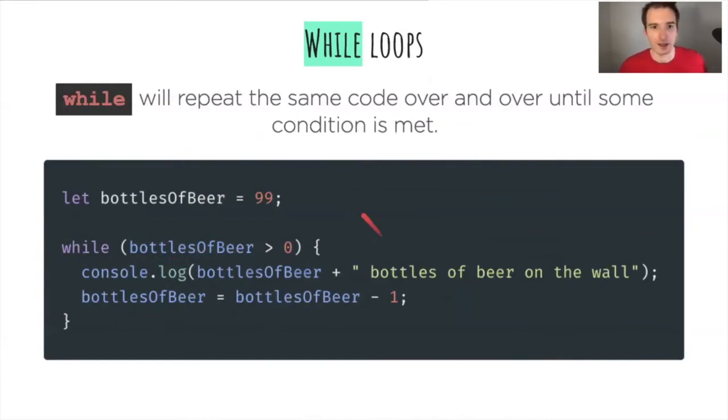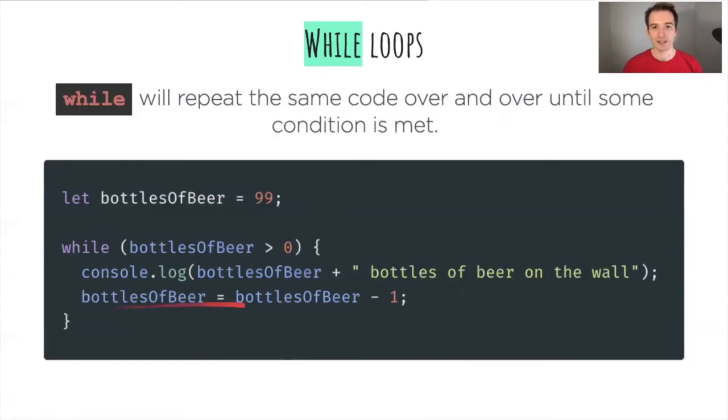So in this case here, we've got a fun example. We have this variable called bottles of beer. We're setting it equal to 99. And with a while loop, okay, we check the condition, is 99 greater than 0? That ends up being true. And then we run this code. So we have, okay, console.log, 99 bottles of beer on the wall.